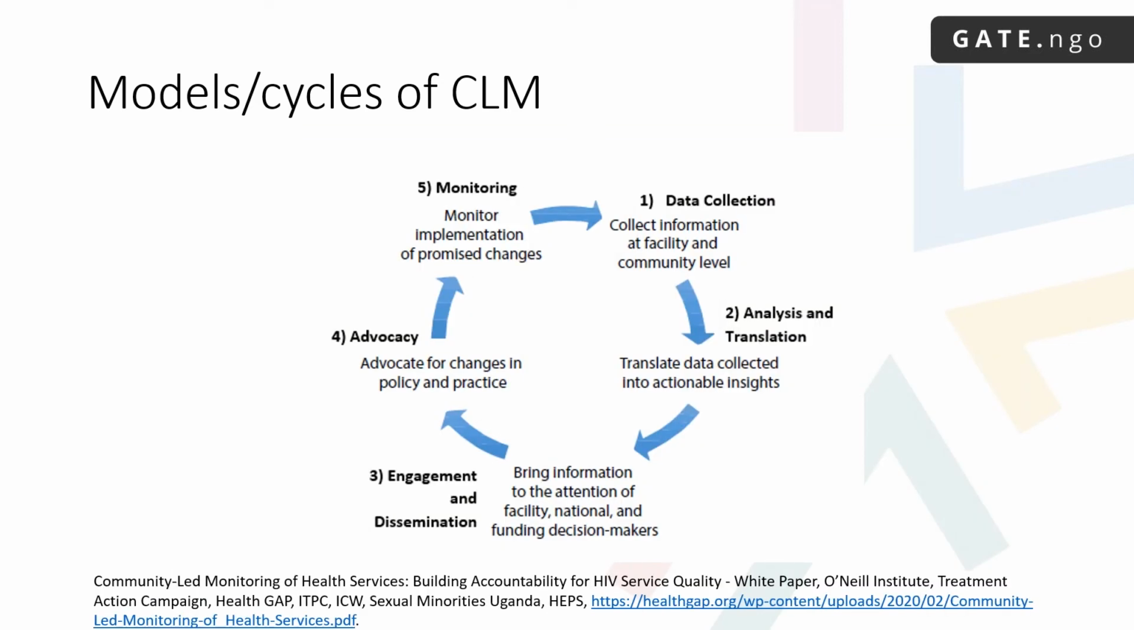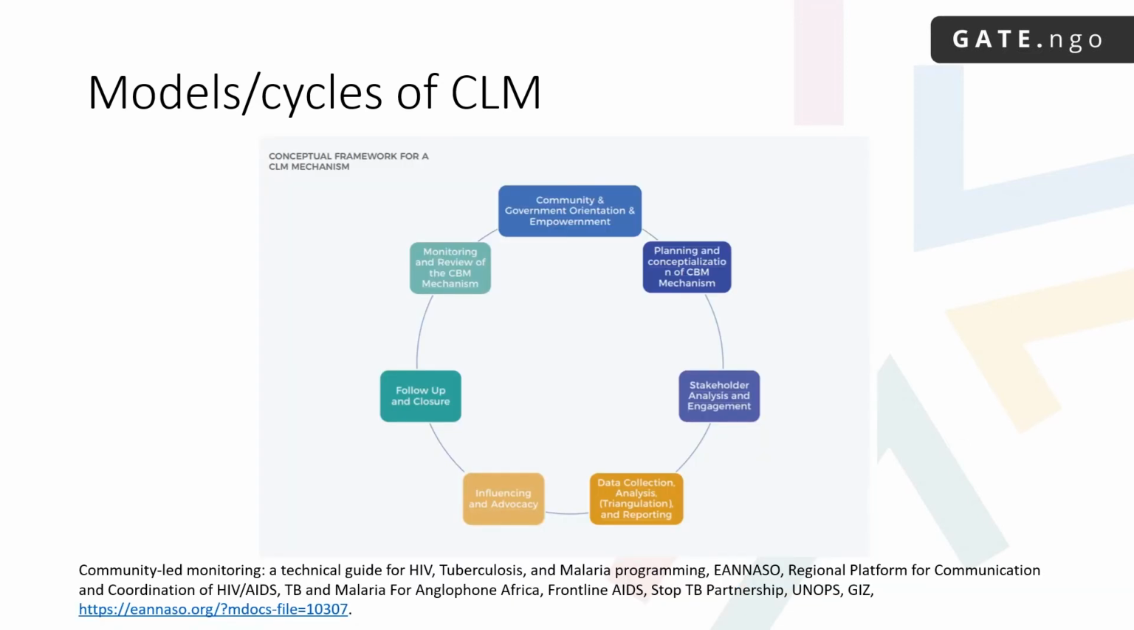Similarly, this is a 5-stage model from HealthGap, which adds in the stage of monitoring after advocacy and before resuming data collection, as well as dissemination with the engagement stage. This is a cycle from IANASO, the Regional Platform for Communication and Coordination of HIV, TB and Malaria for Anglophone Africa. And this breaks down the different stages in even more detail. So after influencing and advocacy, for instance, you can see there's a follow-up and closure stage before monitoring.